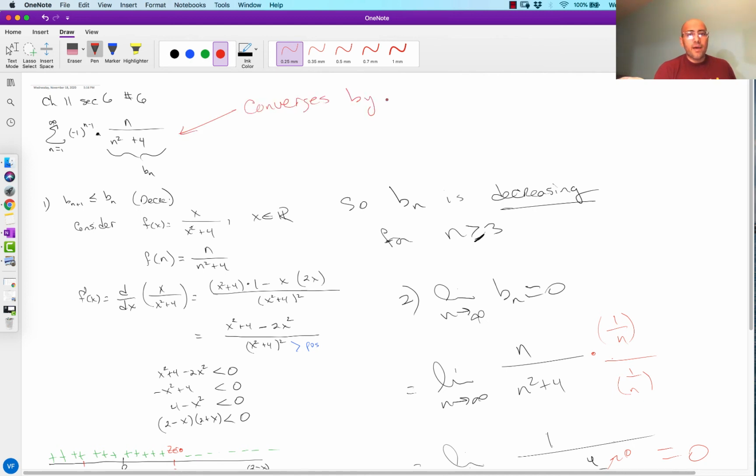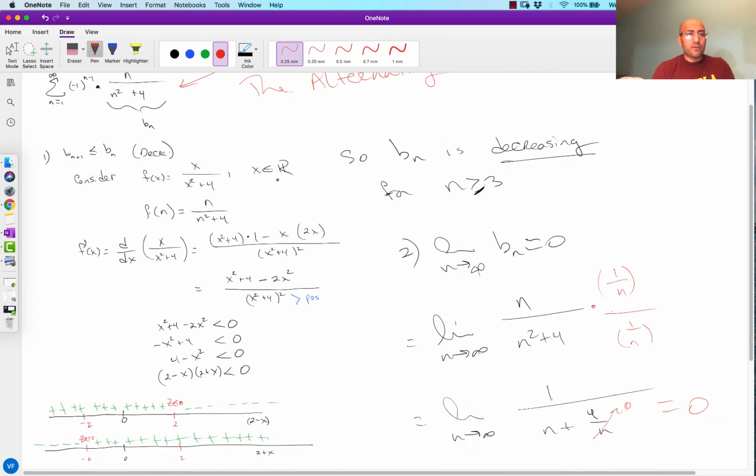Converges by the alternating series test. Okay, but now we want to establish, does it converge absolutely? Is it absolutely convergent? So now in order to establish that, we've got to strip away the signs, right?